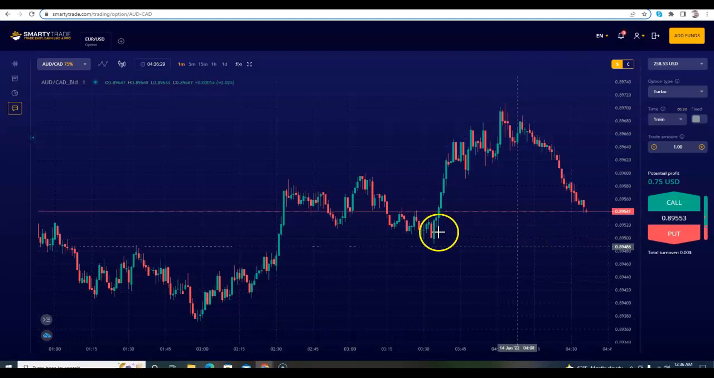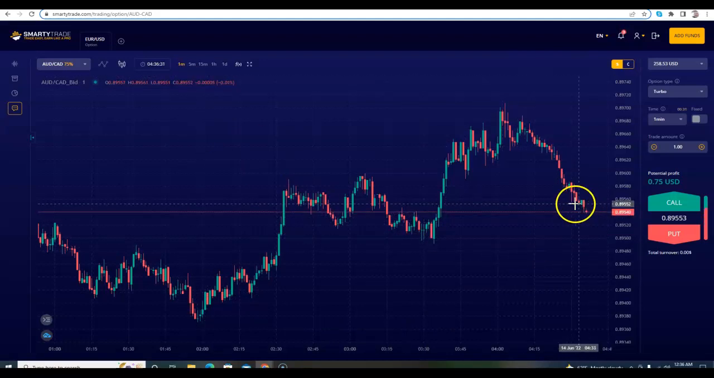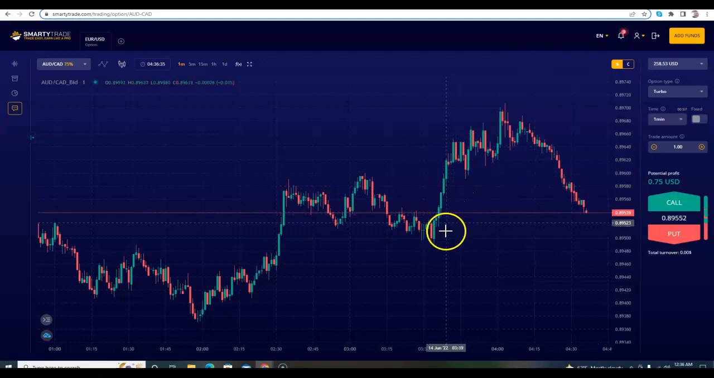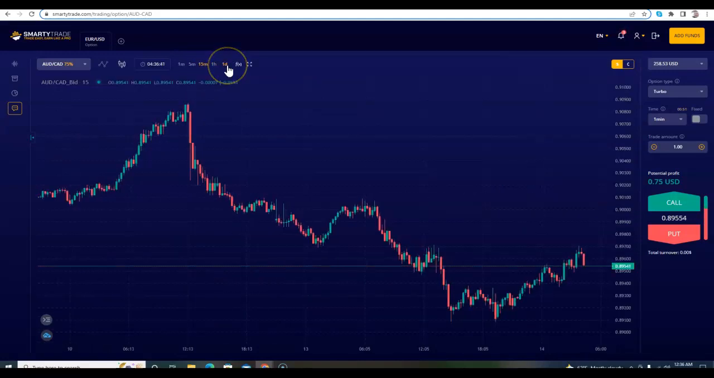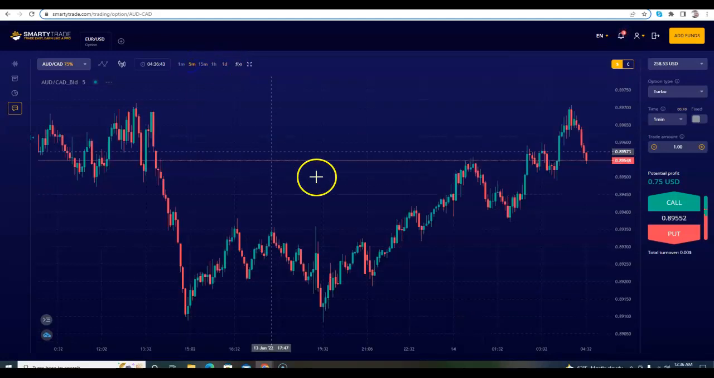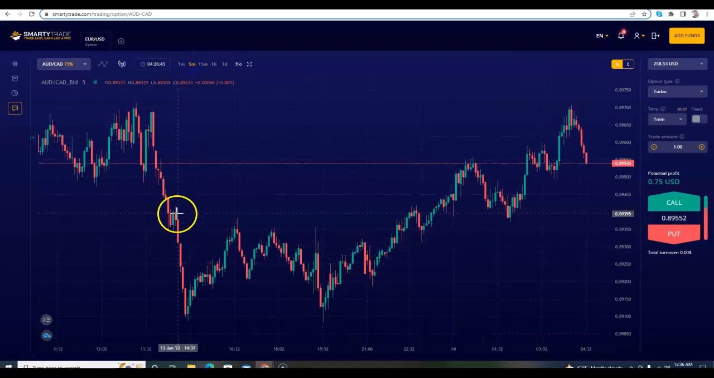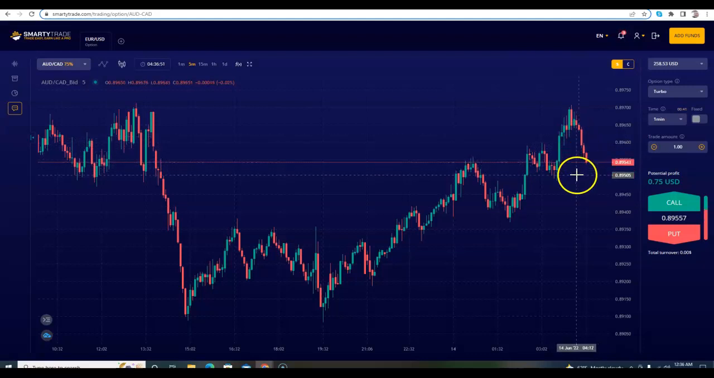A 1 minute time frame means that each candle you see on this chart represents 1 minute. We have the option to go to 5 minutes, 15 minutes, all the way up to 1 day. So if we're looking at the 5 minute chart, each candle will represent 5 minutes, okay? On a 5 minute time frame chart, each candle represents 5 minutes.